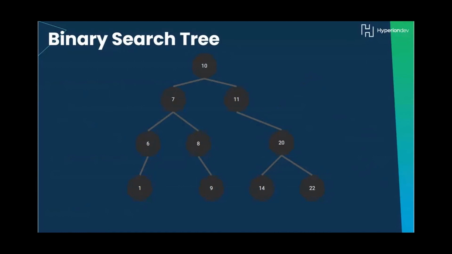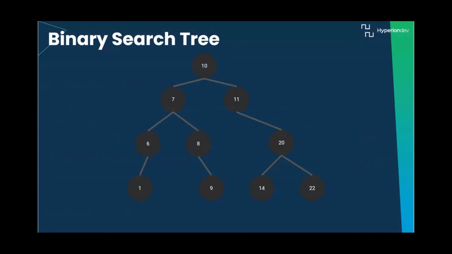So the binary search tree is governed by the following factors, right? Every node on the left side must have a value less than the value of its parent node. So we can see in this example that 7 is less than its parent node 10.